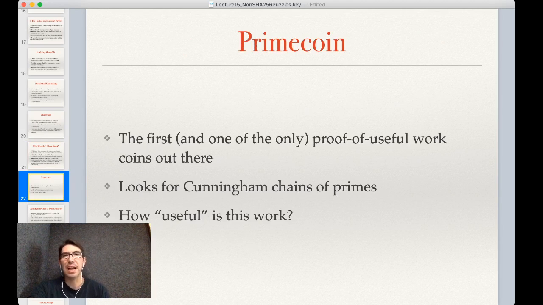But we can take this idea and run with it. And actually one cryptocurrency did, called Primecoin. Primecoin was the first, and as far as I can tell, the only proof of useful work coin out there that actually got any traction. Not that it got that much traction, but I think it's an interesting idea. It looks for Cunningham chains of primes, which I'll discuss in a second. And I don't want to disparage any mathematicians out there, but the question then becomes, how useful is this work, looking for chains of prime numbers? Again, you can certainly make an argument that this could be useful and interesting. However, it's not exactly the same as calculating protein folding.